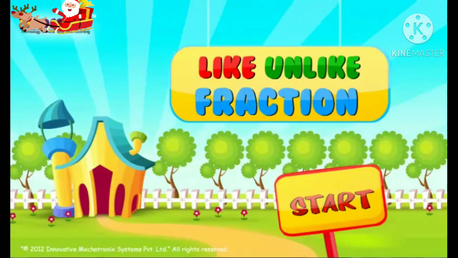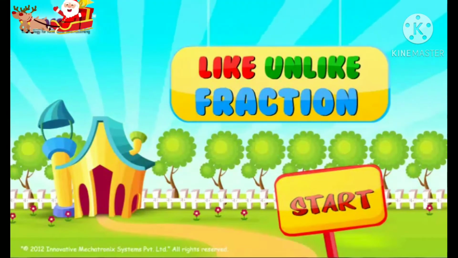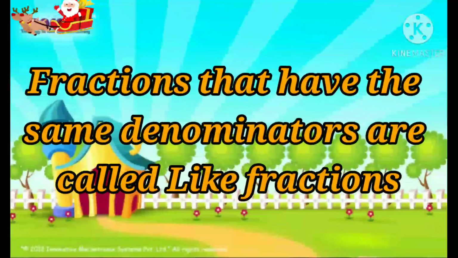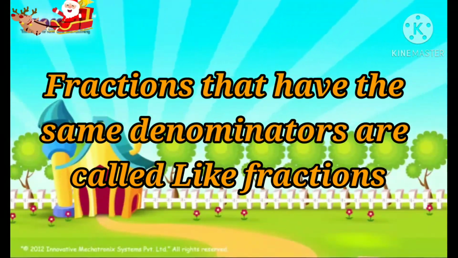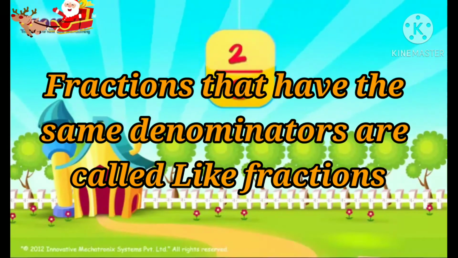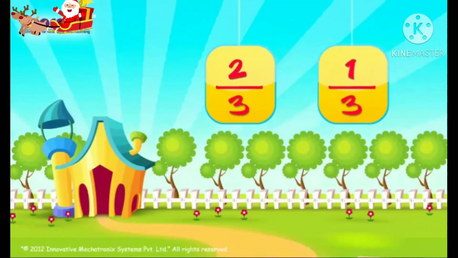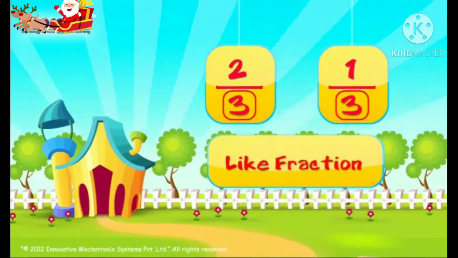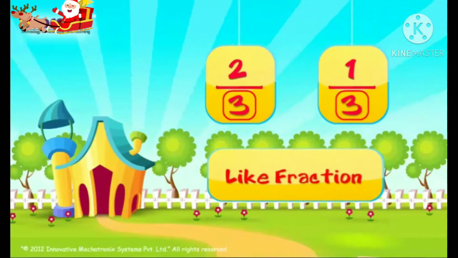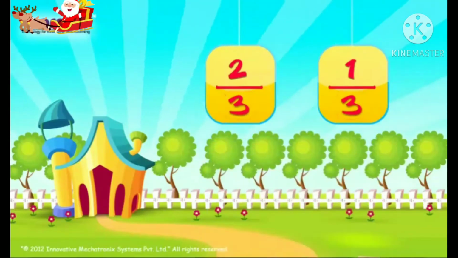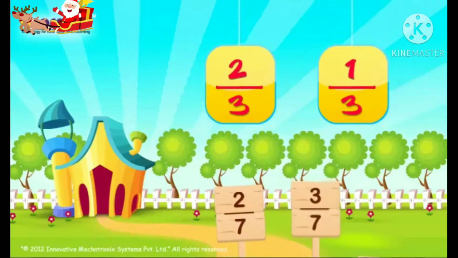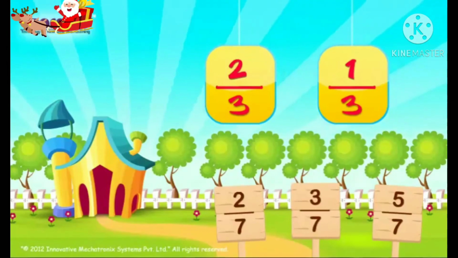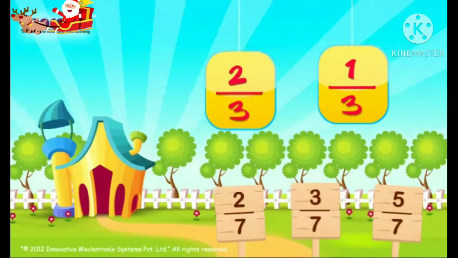Today we will learn like and unlike fractions. Fractions that have the same denominator are called like fractions. 2 by 3 and 1 by 3. They both are like fractions because both have denominator 3. 2 by 7, 3 by 7 and 5 by 7. These all are like fractions because they all have denominator 7.